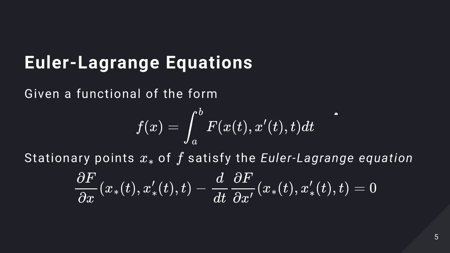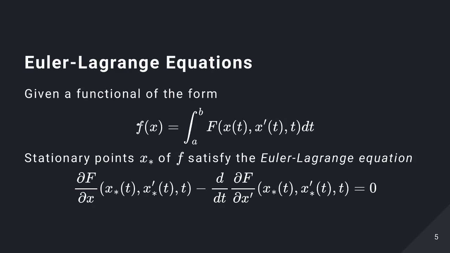And the big theorem of the section is that stationary points, so points that are local optima of this functional, must satisfy the so-called Euler-Lagrange equation, which is stated as taking the partial derivative of big F relative to its first argument, minus the partial derivative of F relative to the second argument, x prime, differentiated by t, and this equation must be equal to 0.